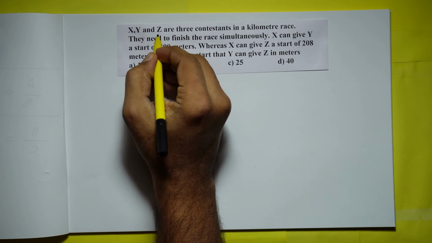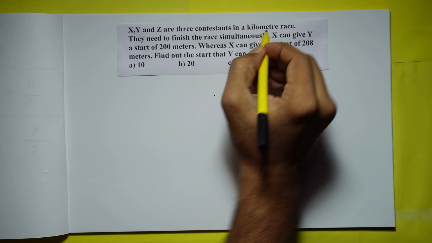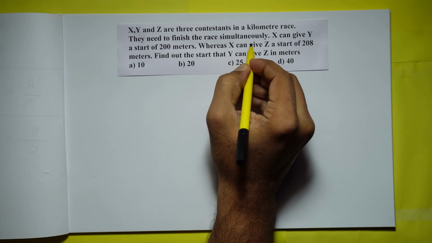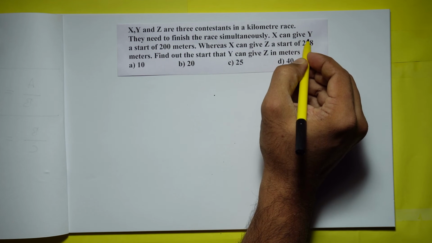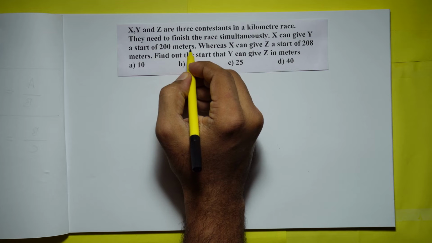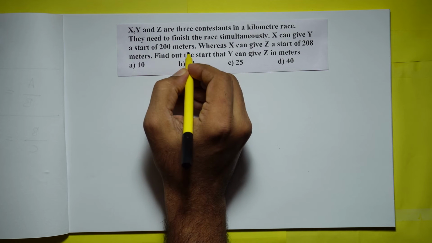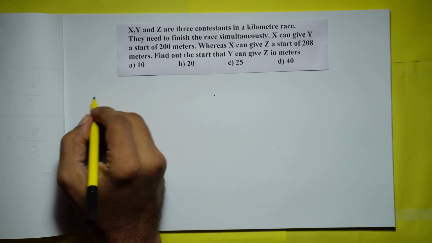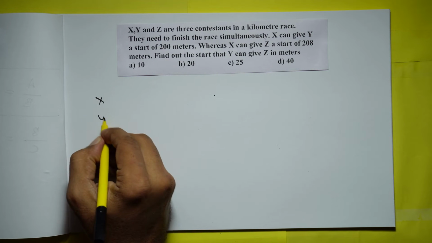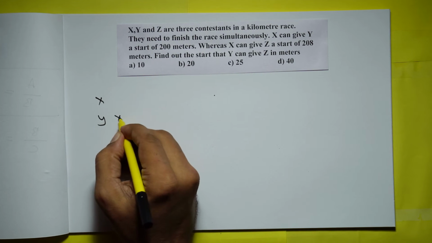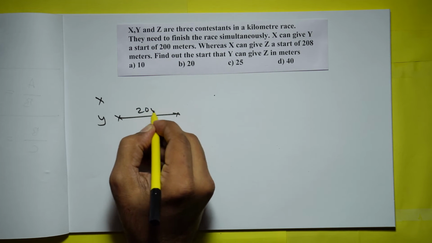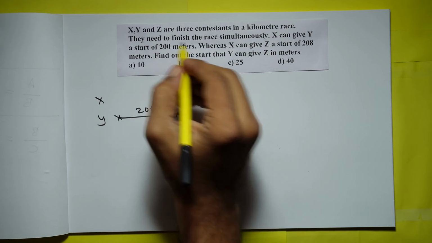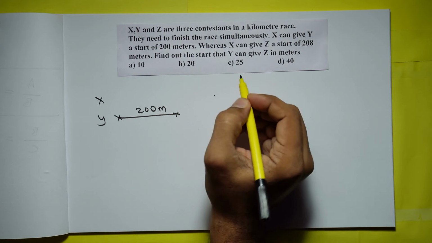X, Y and Z are 3 contestants in a kilometer race. They need to finish the race simultaneously. X can give Y a start of 200 meters. So let us represent that data. Now X can give Y a start of 200 meters means now X will allow Y to run for the first 200 meters. Only then will X start running. And they are both running a kilometer race or 1000 meters.